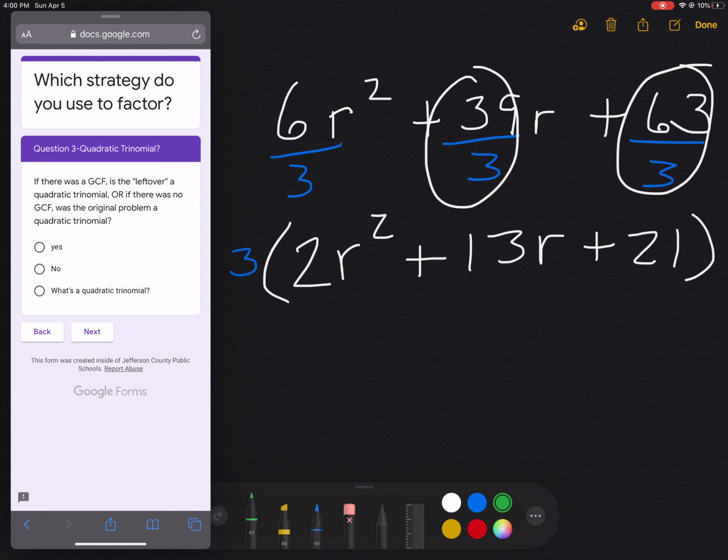And my lead term does have a degree of 2. So now I know that it's also quadratic. So I'm going to click yes. I'm going to click next.